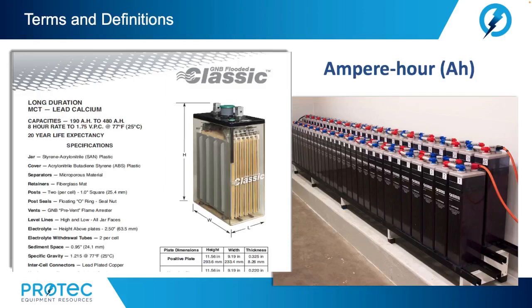Now the next term is ampere hour. The ampere hour is the quantity of current the battery can deliver. Ampere hour is typically used in applications that require moderate current discharge over long periods of time and is expressed as a certain rate down to a certain end voltage. For example, 190 ampere hours at an 8-hour rate to an end voltage of 1.75 volts per cell, and is typically specified at a given temperature, for instance 25 degrees Celsius or 77 degrees Fahrenheit.